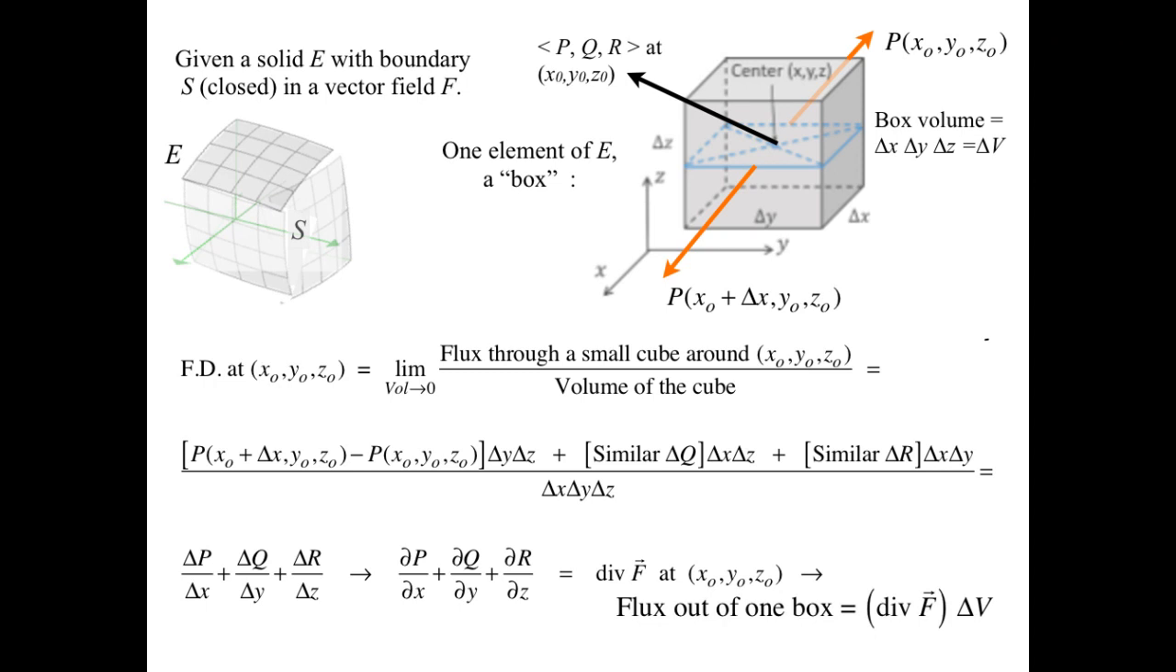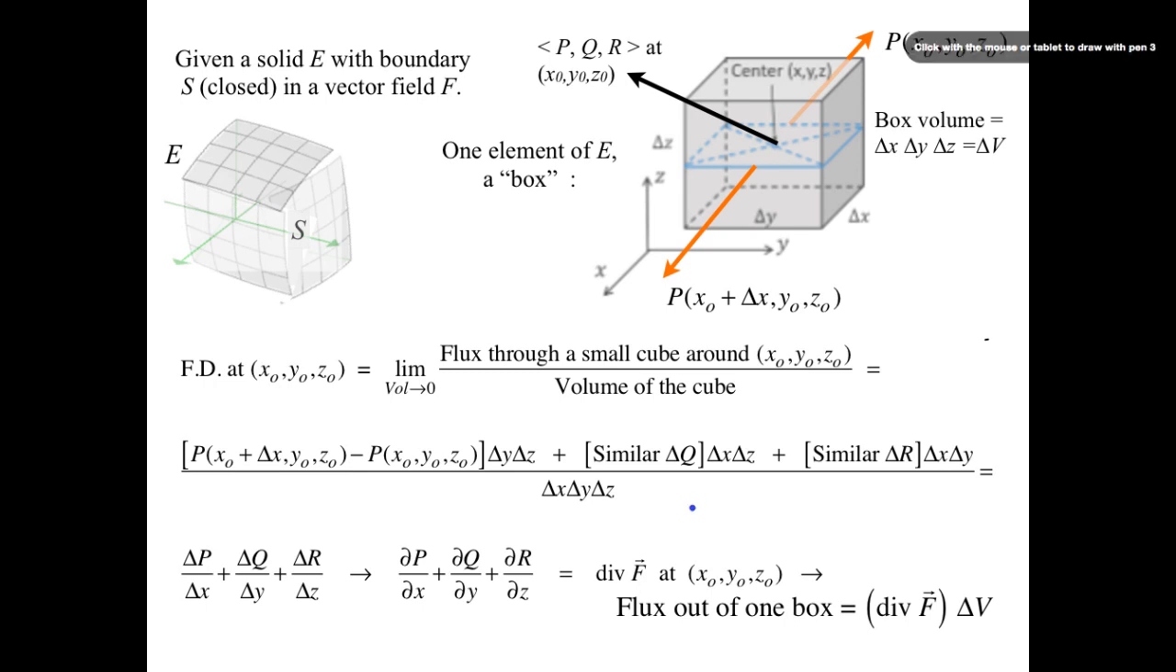So if that's true, if flux density is the divergence, and flux density is flux over volume, then we can just change that around, and I can write that the flux is the divergence times volume. See that? Because if divergence is flux over volume, or flux density, then the flux out of one box is divergence times volume. Do you see that? I'll write this here. Let me do that.